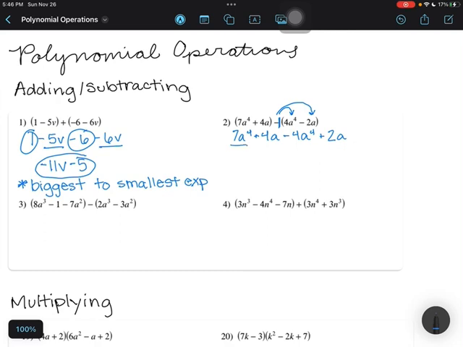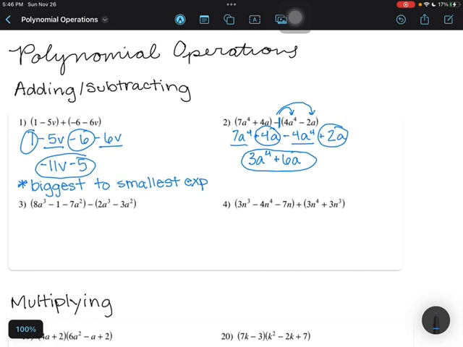So I see I have 2 a to the fourth terms. So 7 minus 4 gives me 3a to the fourth. And then I have a plus 4a and a plus 2a, which would be plus 6a. And we are good to go.